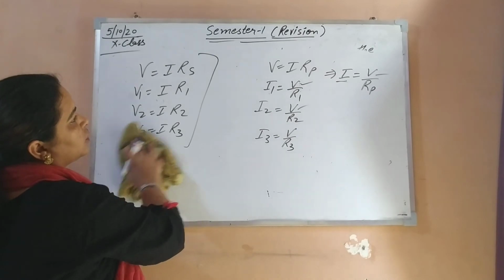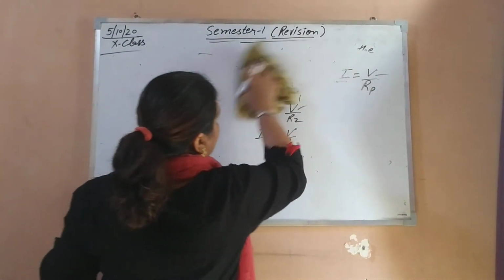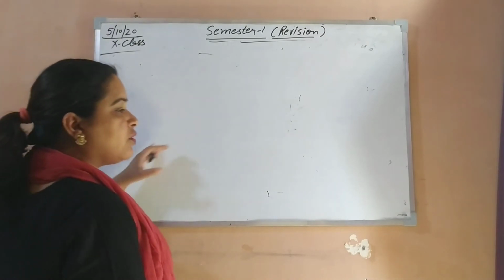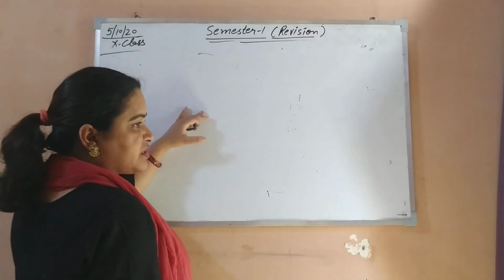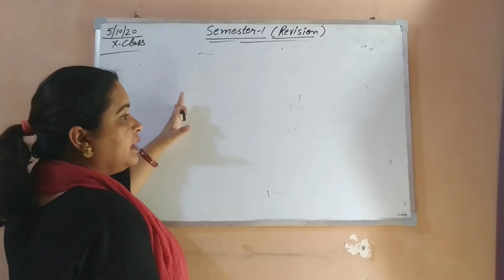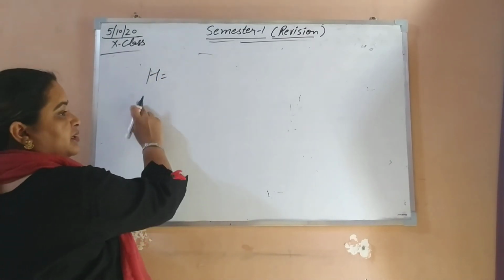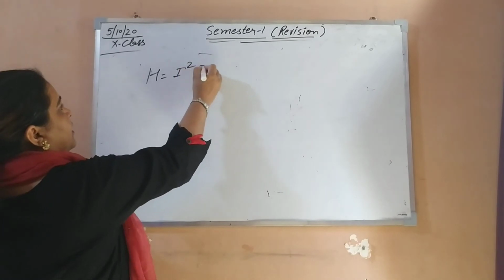Clear? Next, we have done resistivity and its factors, which you can do one by one. Combination numerical I have just discussed, and before that also I have discussed. The next is the heating effect of current. Joule calculated this: H is equal to I square R into T.